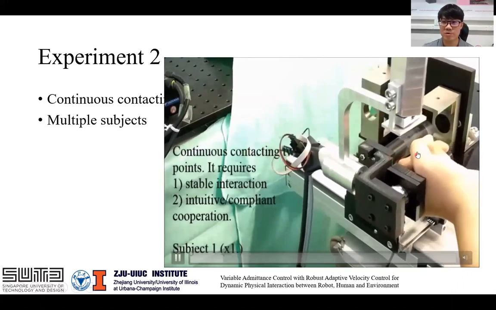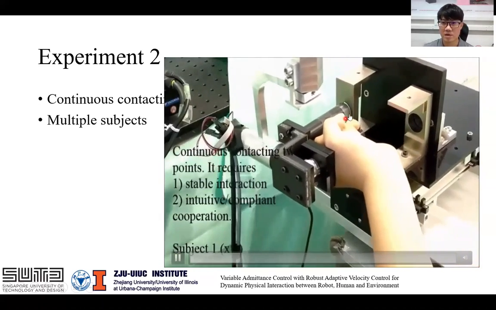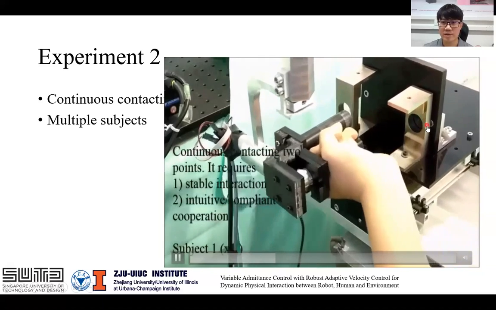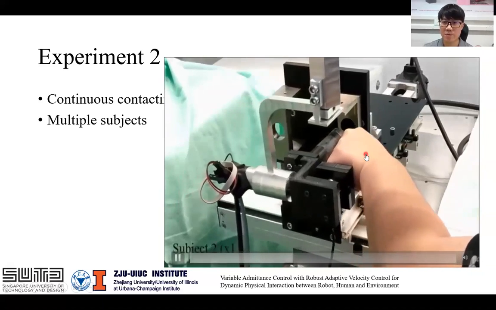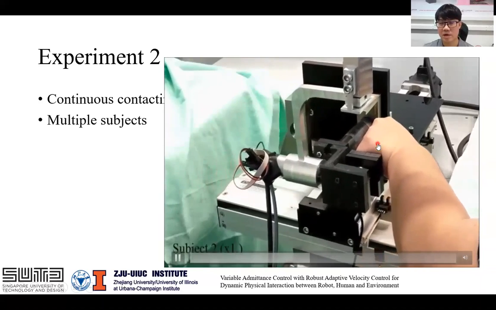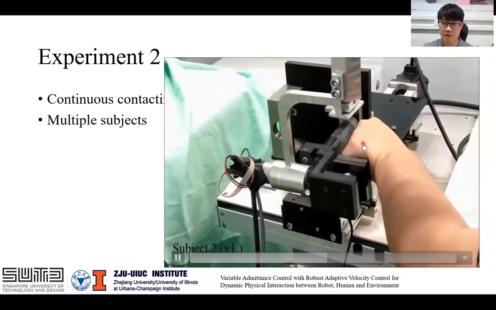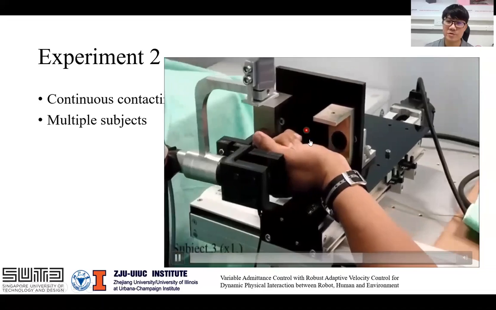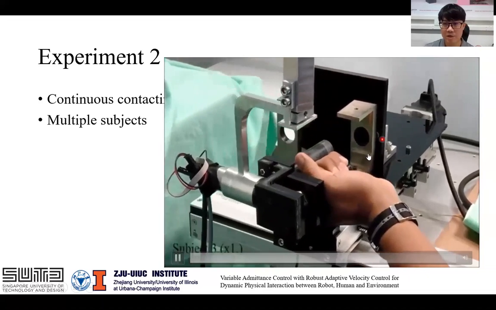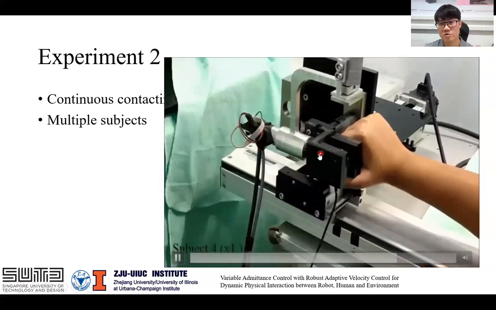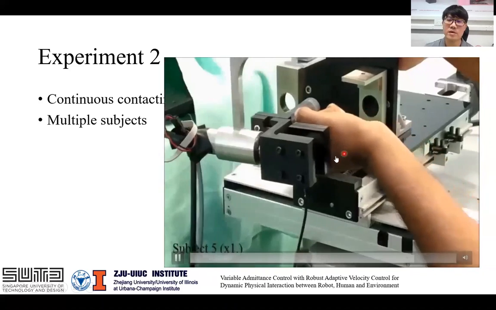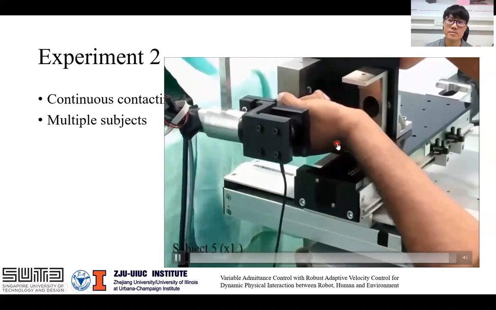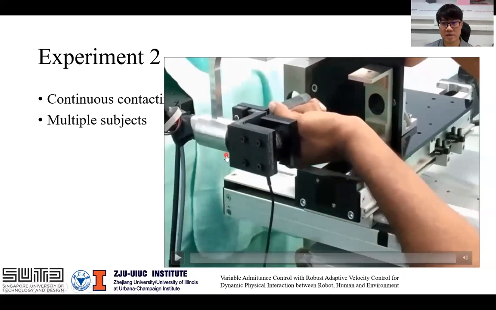As you can see, the operator continuously contacts the two holes, and the whole platform is moving. And also everyone has different habits using the robot, like the way they grasp the holder. But as you can see, everyone can complete the task. This shows our collaboration is compliant and our interaction is stable. So this is our second experiment.